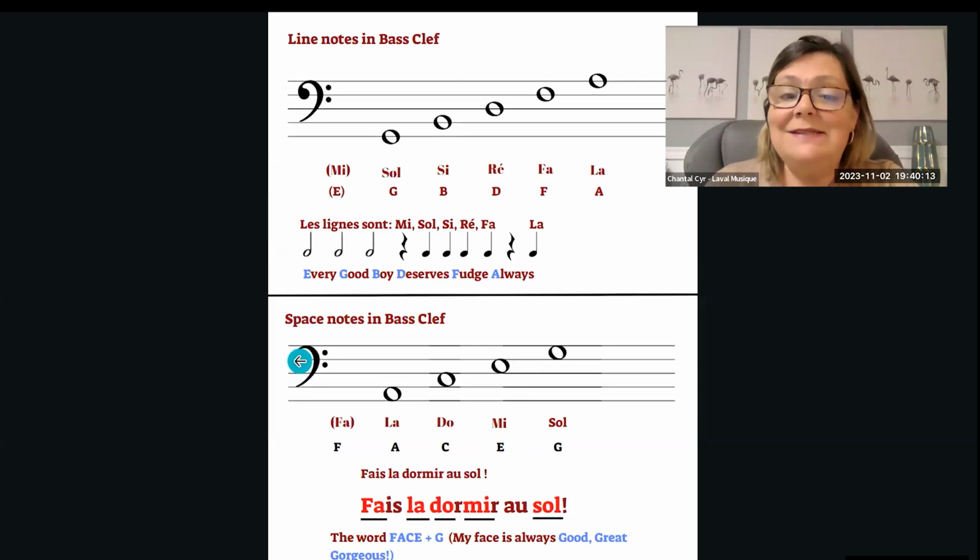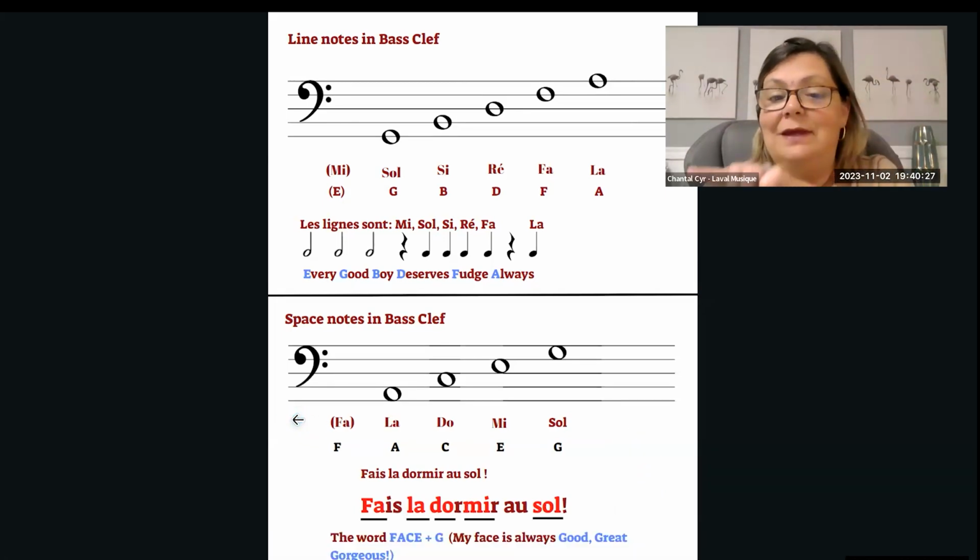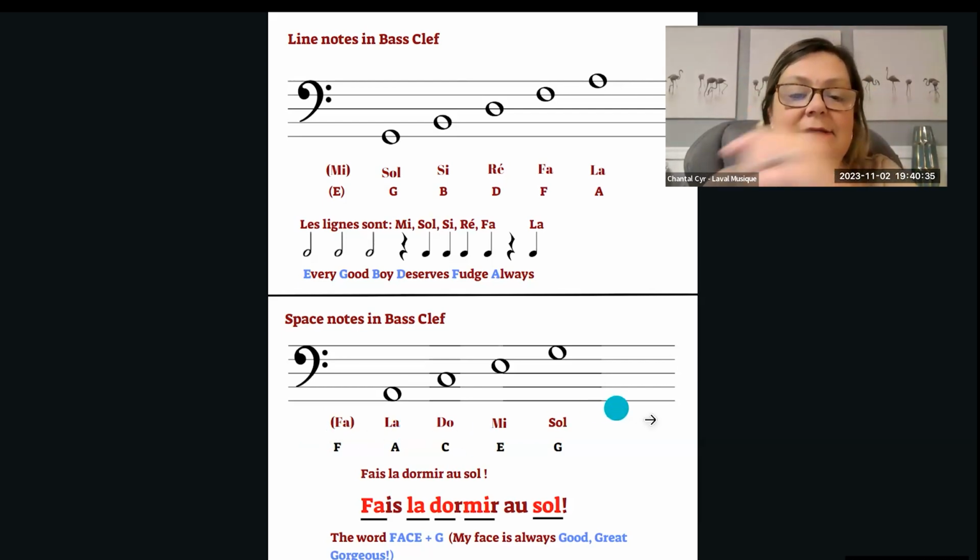Okay, space notes in bass clef. Again, if we do "fais-la dormir," well, it's going to be "fais-la dormir au sol," make her, put her to sleep on the floor. So "fais," we're not going to place it. "Fais-la dormir au sol." And the word would be face plus G.